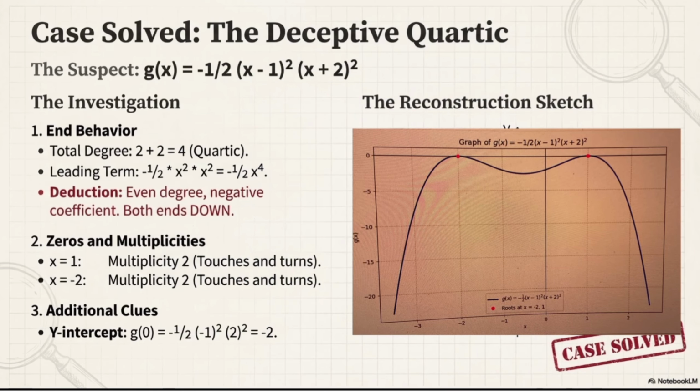Apparently the function that we had for the final drawing still has a problem, so I had to change it. So let's look at the question. I suspect that my g of x is negative half times (x minus 1) to the power 2 times (x plus 2) to the power 2.